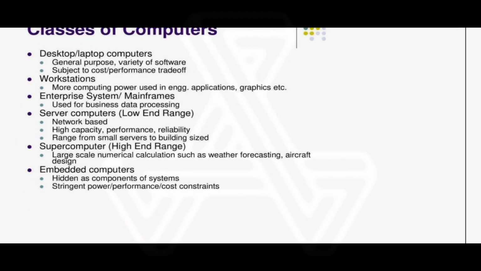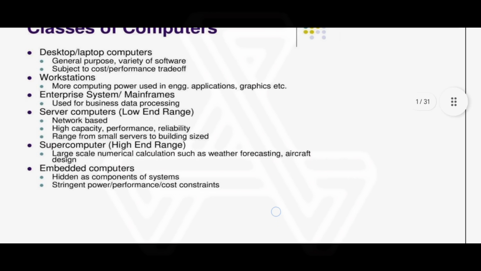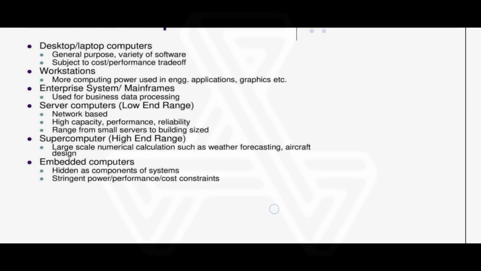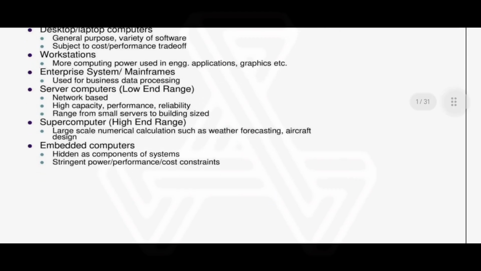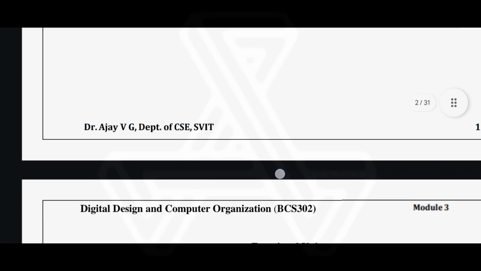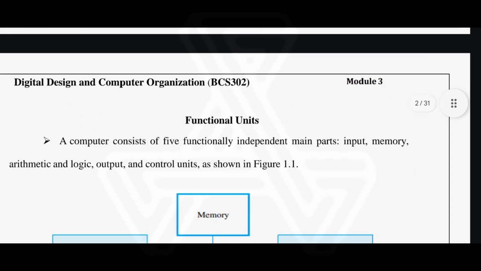Classes of computers: desktop or laptop computers, which are general purpose with a variety of software, subject to cost and performance trade-off. Workstations have more computing power and are used in engineering applications and graphics. Then there are enterprise systems, mainframes, server computers, low-end range, supercomputers, embedded computers, and so on.